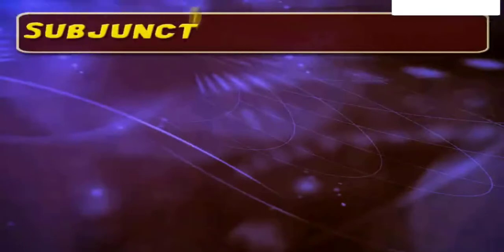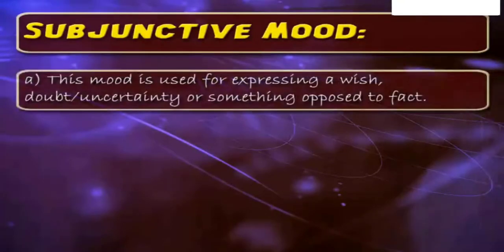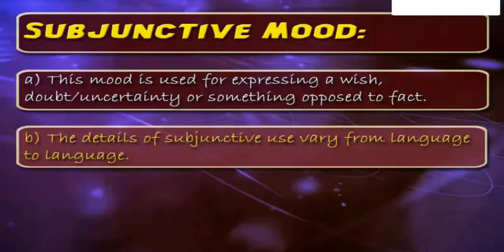In this module, let us understand about subjunctive mood. Subjunctive mood is used in the sentences to A. Express a wish, doubt or uncertainty or something opposed to fact. So in sentences where a wish is expressed, doubt or uncertainty is shown, or something opposed to a fact is said, we use subjunctive mood. B. The use of subjunctive differs from one language to the other.